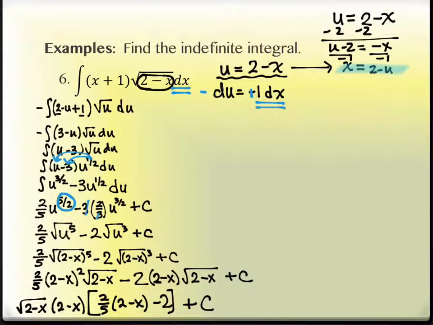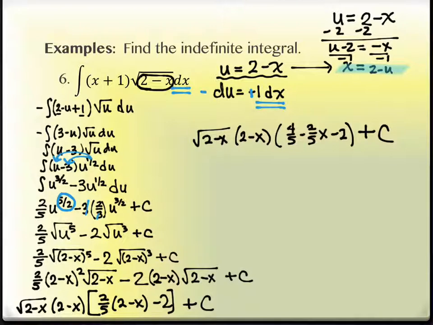I have 2/5 times 2 minus x. That would be, oh my goodness, let's see. I have 2 minus x, I have 2 minus x here. And then we have 4/5 minus 2/5 x. Minus 2. What can I combine from that?